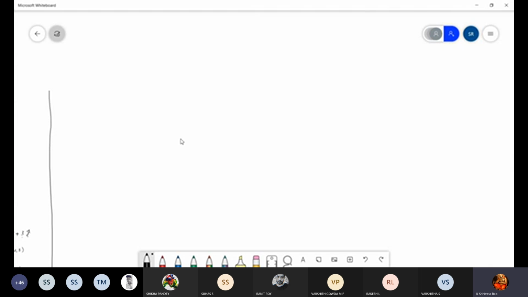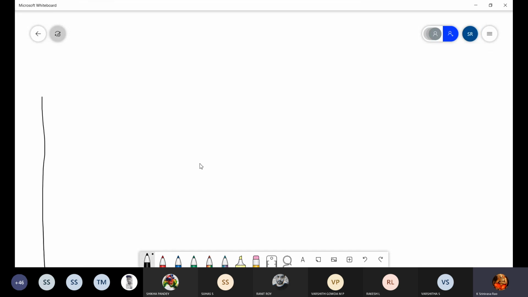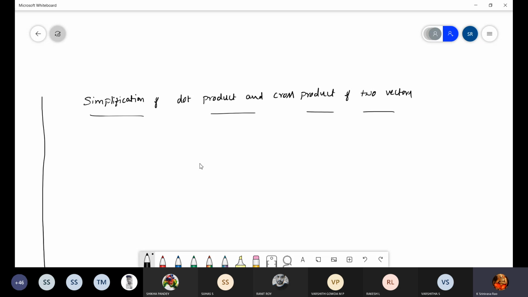Next heading is simplification of dot product and cross product of two vectors. Take it down: simplification of dot product and cross product of two vectors.